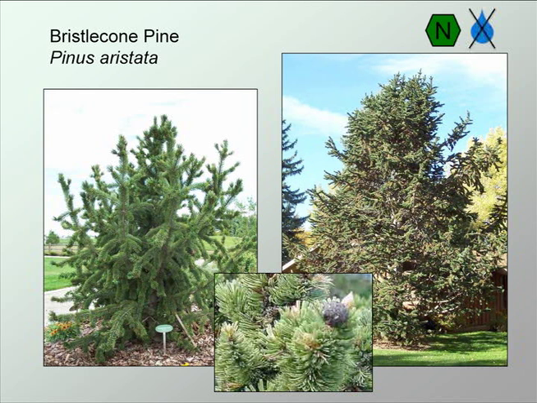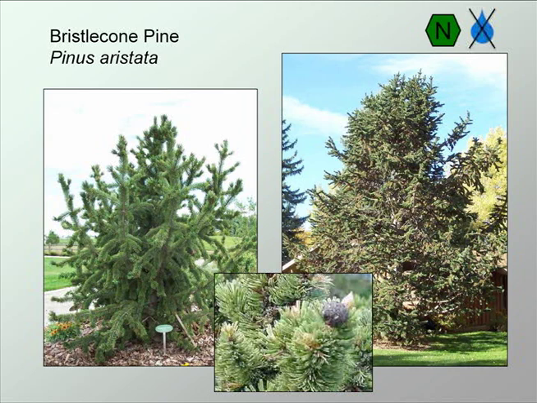So now we go into the pines, and this first pine that I'm going to introduce you to is the bristlecone pine. This particular pine is native to the higher elevations in Colorado. It is a pine that does require good drainage. It is also a drought-resistant plant, so once established would survive without additional water and still look good.